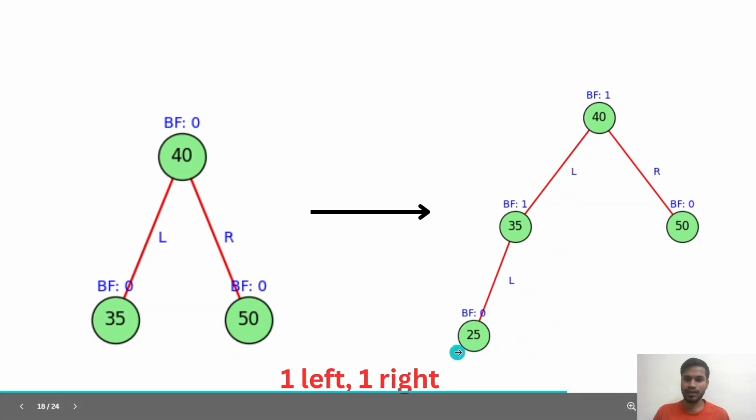Now here we can see that the balance factor of all these nodes are 0, and now we insert the last element 25, which doesn't change the balance factor of any node, and this is a balanced tree because the balance factor of all the nodes are either 0, 1 or -1. So the right answer is 1 left and 1 right.